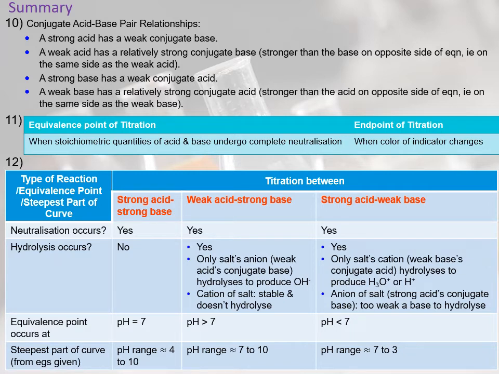For a titration between a strong acid and a weak base, both neutralization and hydrolysis occur. Only the salt's cation, that is, the weak base's conjugate acid, hydrolyzes to produce hydronium ion or H+ ion. The anion of the salt, which is the strong acid's conjugate base, is too weak of a base to hydrolyze. Equivalence point occurs at pH less than 7. The steepest part of the curve occurs when the pH range is between 7 and 3.